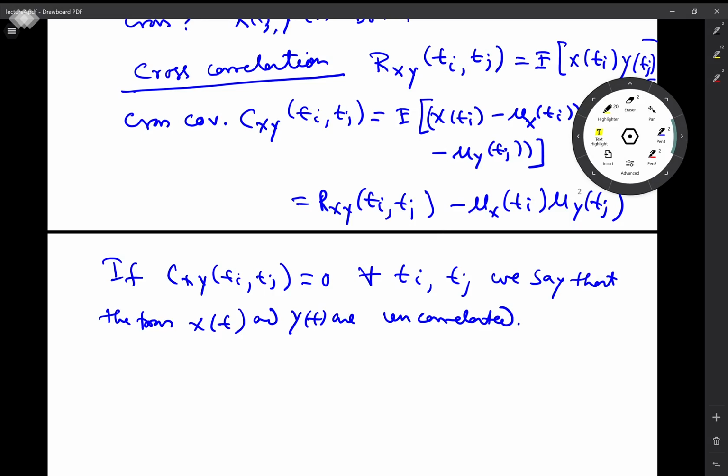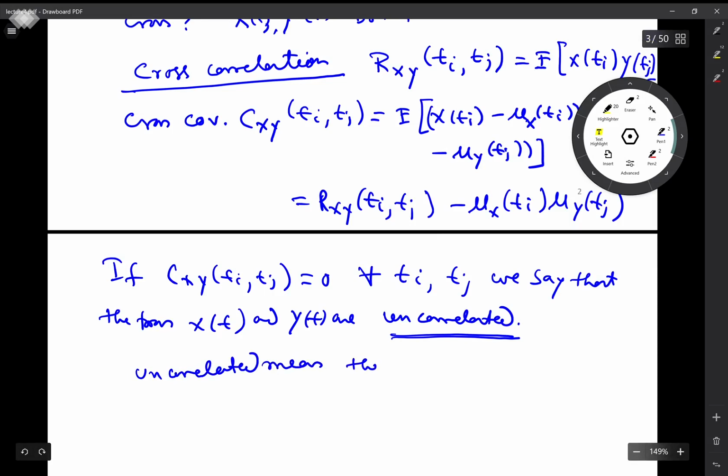Uncorrelated means the process has zero covariance, but it does not mean that it has zero correlation. So uncorrelated means the process has zero covariance.